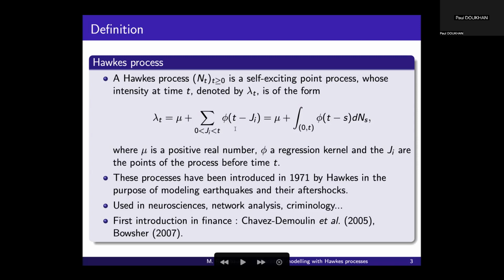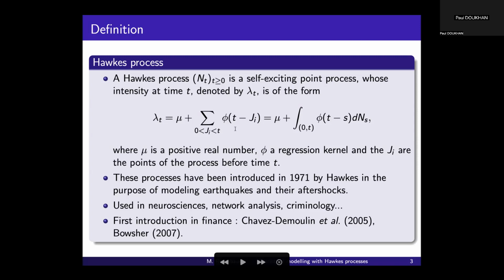And nowadays they are used in many different fields of applied math. They are used a lot in neuroscience, in network analysis, in criminology. There are some interesting papers about criminology and Hawkes processes. Just as an example, they look at robberies in Chicago. They have a database of robberies in Chicago, and they look at the likelihood that you're going to get a robbery in your house, given the past robberies that you have seen in your neighborhood, and they fit Hawkes processes on that. It's quite efficient actually, because intuitively you really see that there are these self-exciting features in the robberies, right?